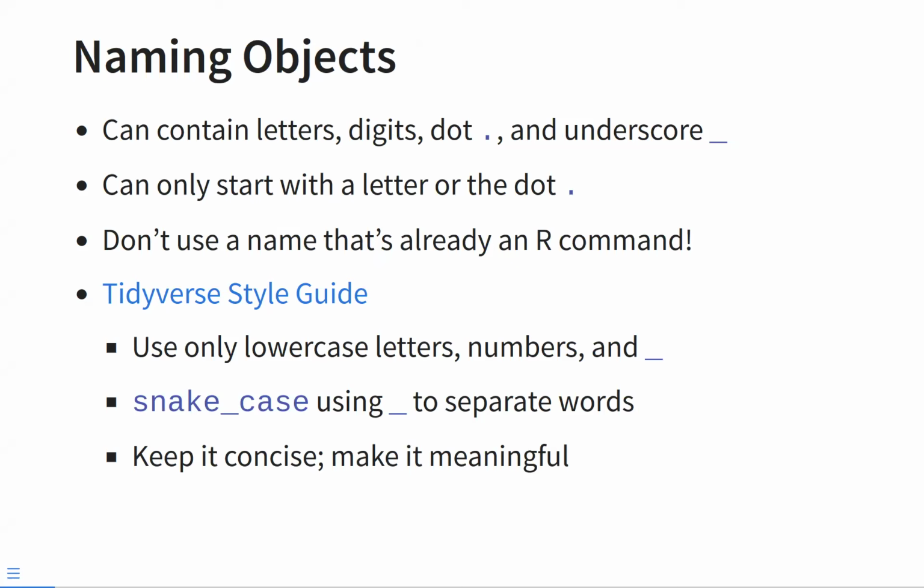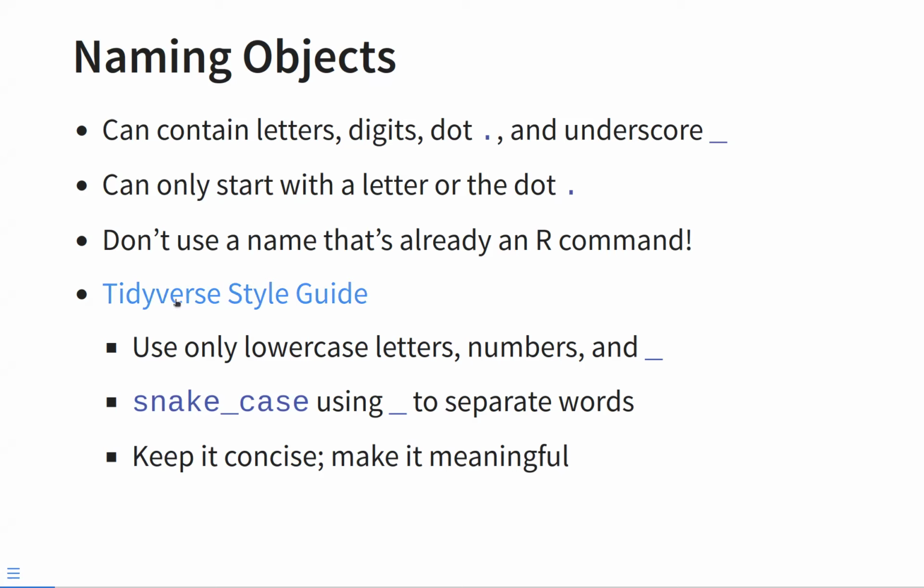Naming objects is important, and it's also hard. So let's start off by talking about a couple of rules. First of all, names in R can only contain letters, digits, the dot, and the underscore. They can only start with either a letter or the dot. You shouldn't use a name that's already an R command. While R will let you do that, it can cause all kinds of confusion. For example, you could technically redefine FALSE to be TRUE, but all that's going to do is confuse people. So please stay away from that if you can.